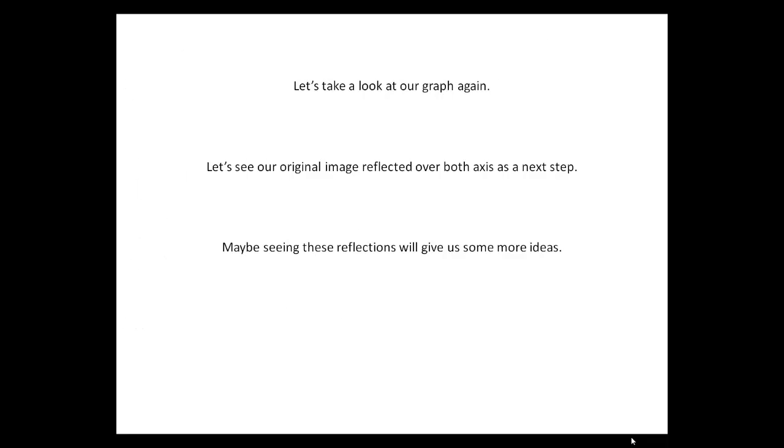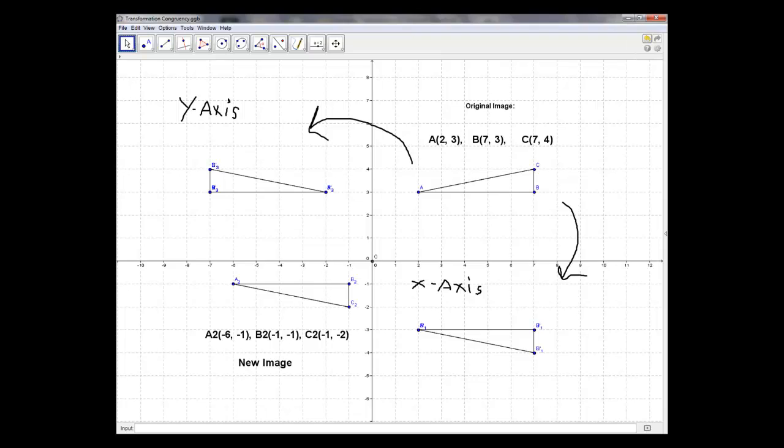Let's take a look at our graph again. Let's see our original image reflected over both axes as a next step. Maybe seeing these reflections will give us some more ideas. As you can see, the original image reflected over the y-axis is above the new image in quadrant number two, and the original image reflected over the x-axis is in quadrant number four. Taking a look at this, can you see any possibilities as to where we could go from here? How can we get to our new image?